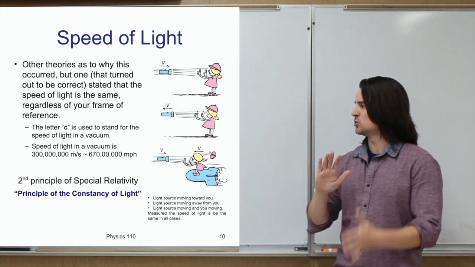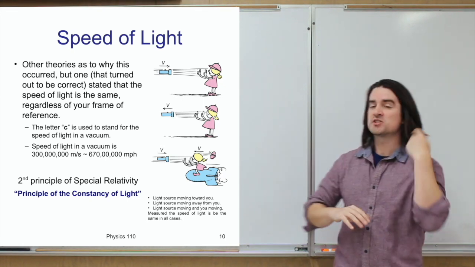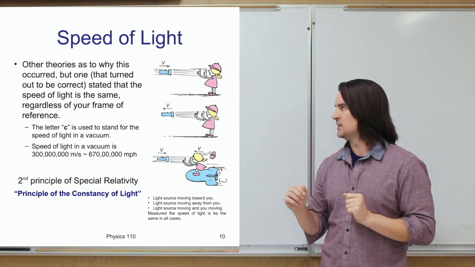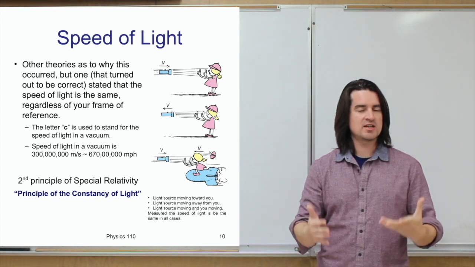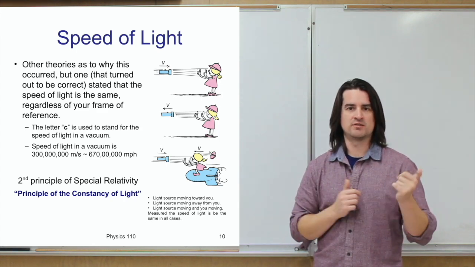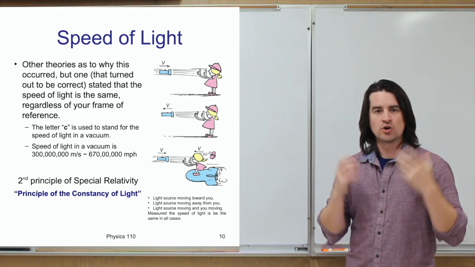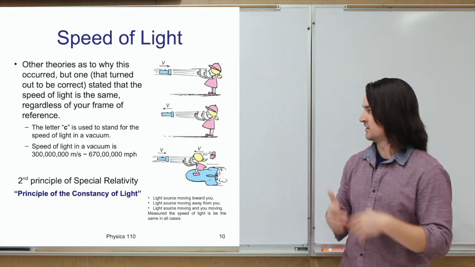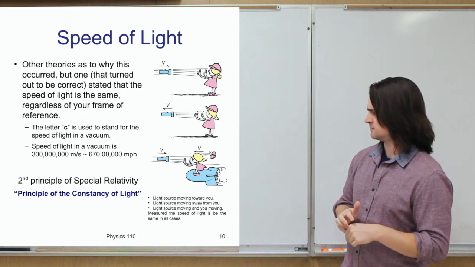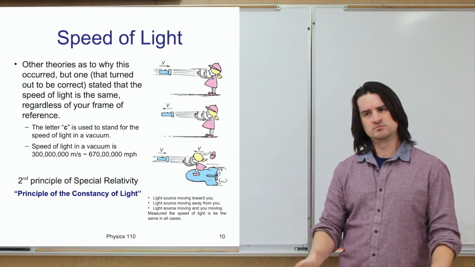So that brings us to another principle of special relativity, which says that the speed of light in a vacuum is constant. It's the same speed regardless of what inertial reference frame you're looking at it from. It doesn't matter what frame of reference you observe light from, you're going to measure it going the same speed. And that speed, remember, is about 300 million meters per second, which translates to about 670 million miles per hour. So very, very fast.